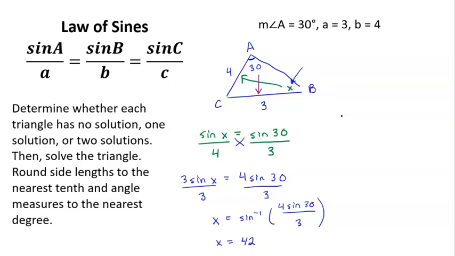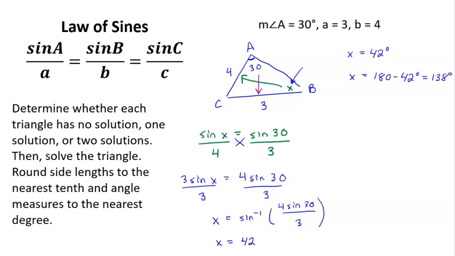And so when we're looking at X, X can be 42 degrees, or X can be 180 minus 42 degrees. And that's going to give us 138. So it could be either one of these. And so this is what they mean by those two solutions, because we've got those two triangles and we don't know whether B is that obtuse angle or not.